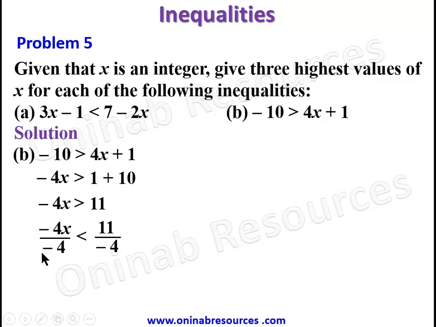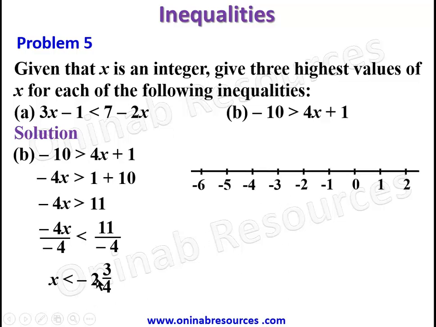So this -4 will cancel -4. I will be left with x less than 11 divided by 4 gives 2, remainder 3. So we now have it as -2 whole number 3/4. Now we still need to draw the number line here to enable us get the integer values of x. So drawing the number line, this is -2 3/4. It's going to be between -2 and -3, which is 3/4 away from -2. So by approximation, we can choose this place.